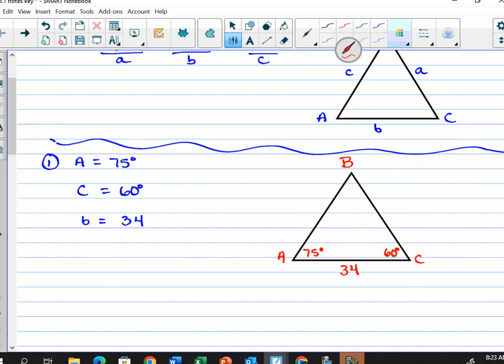So we have to find the missing parts. We have to find angle B. We have to find little a and little c. Those are the things we need to find.